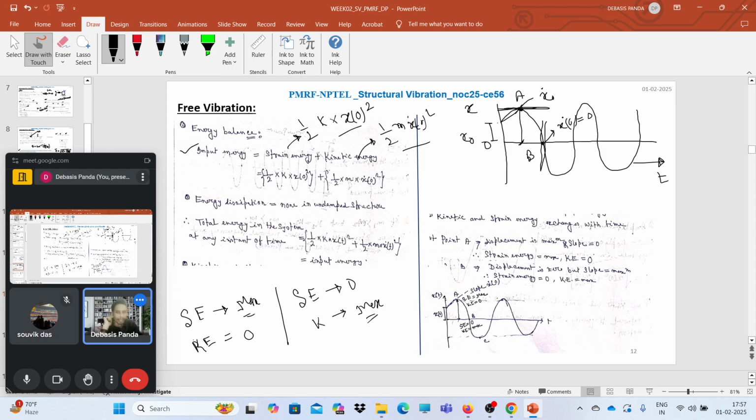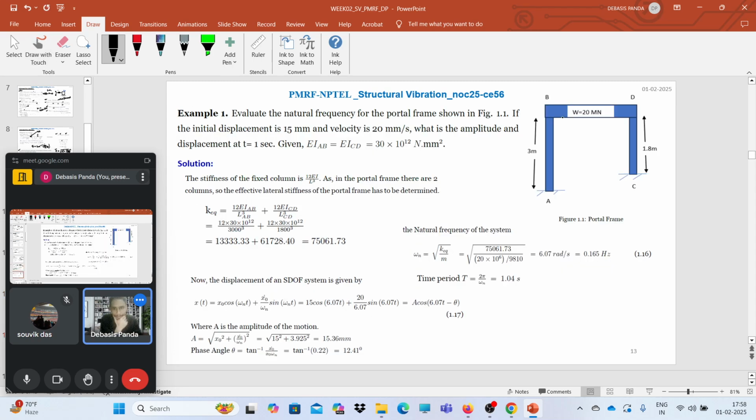In this way, in a free vibration case, the total energy of the vibration is conserved, right? Now, till now, we have understood the free vibration case.